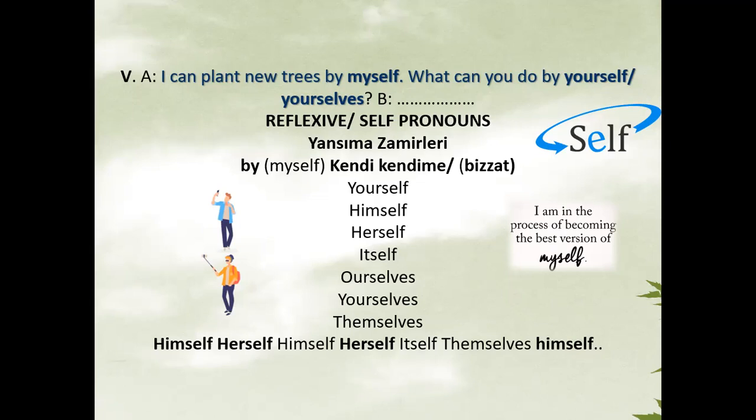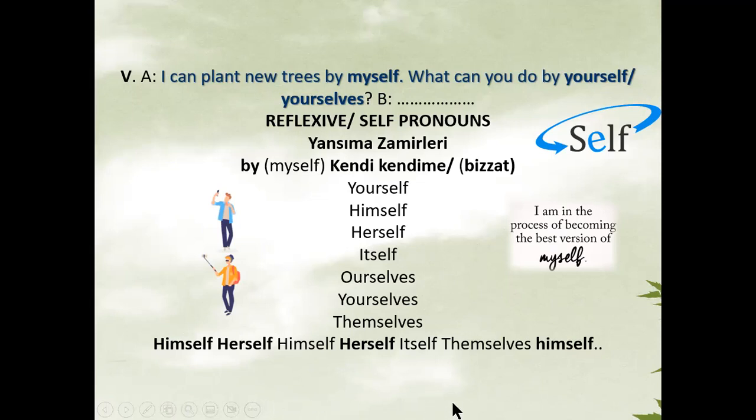Okay. Himself, what does himself? Yes. Herself, himself, itself. Okay. I can plant new trees by myself. He can, yes, we summarized it. He can plant new trees by himself. Aysel can plant new trees by herself.